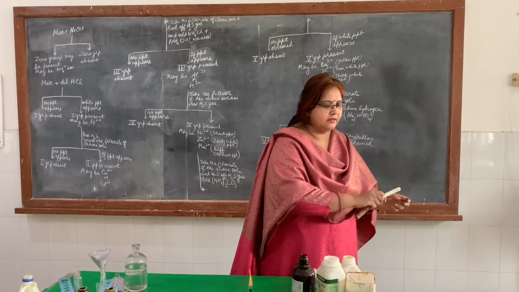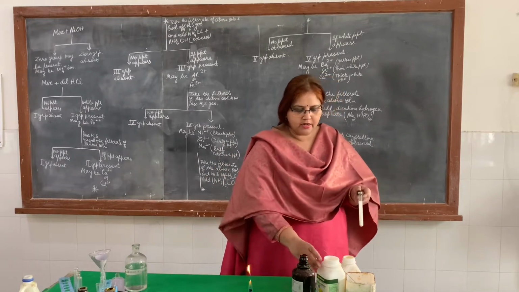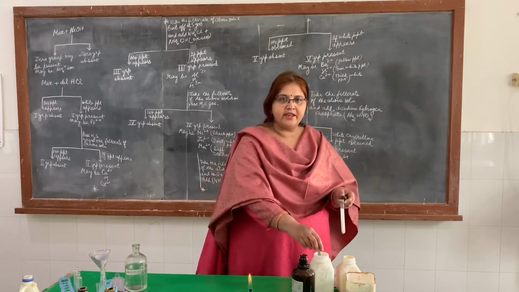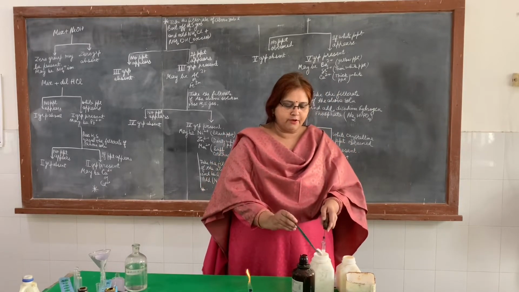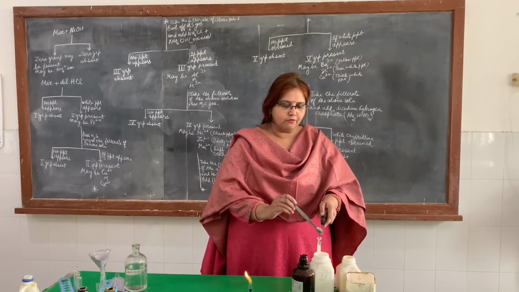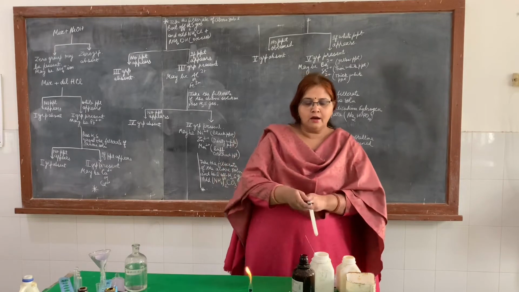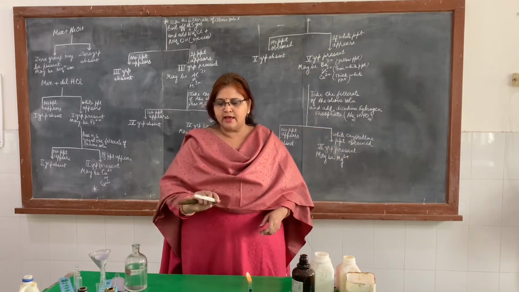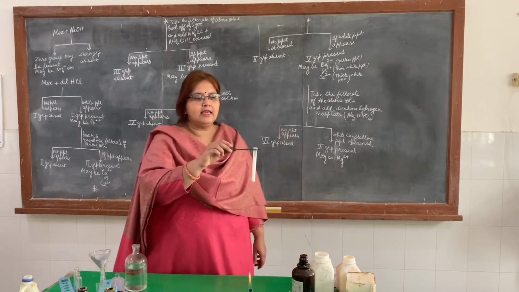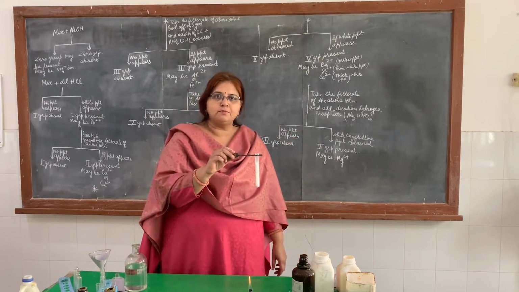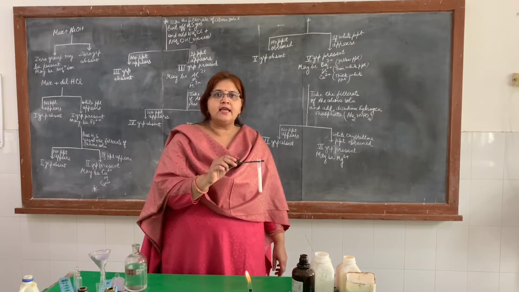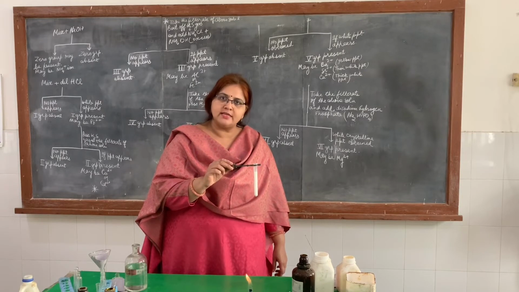Shake it and add ammonium carbonate to it. Ammonium carbonate is the group reagent for group 5. That is, if we are testing for group 5, then we have to add ammonium carbonate. As soon as ammonium carbonate is added to it, we can clearly see a white precipitate is obtained. If this white precipitate is obtained, we can say that group 5 is present.